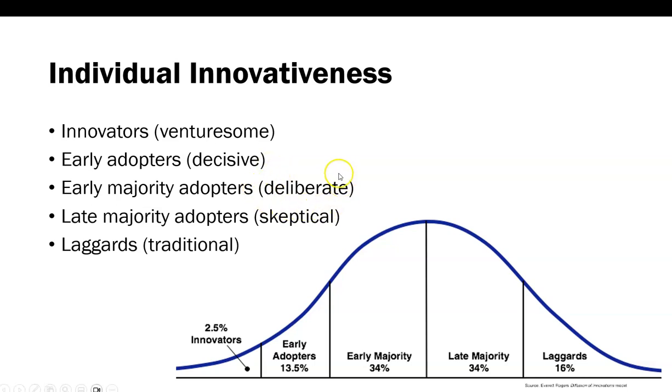Then we have the folks who are more deliberate, and then more skeptical on the late majority. And then laggards are sometimes considered traditionalists. They're very reluctant to ever innovate or try something new. And they're down here at the end of the bell curve. I would argue that what the innovation is really determines your innovativeness. There's some innovations that I might get right out ahead and adopt quickly. And then there's others that I'm really dragging my feet on. And I bet you can see that in your own practices as well.